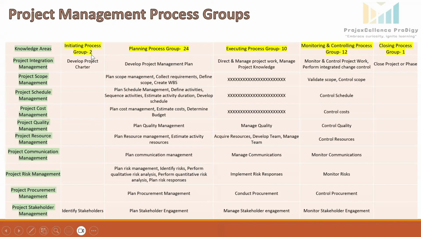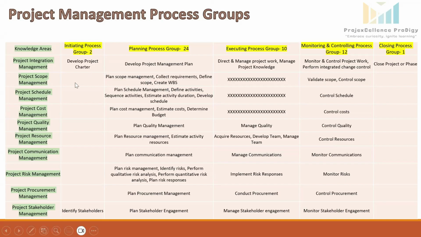What are these numbers? These numbers are the activities carried out during each process group. So in initiation, there are 2 activities. Planning, there will be 24 activities. In execution, 10 activities. Monitoring and controlling, 12 activities. And in closing, finally, 1 activity. If we sum up all these numbers, the total will come to 49. So that's how, as per PMBOK 6, there are 10 knowledge areas, 5 process groups, and 49 processes in total. So 49 activities we need to carry out to complete our project successfully.